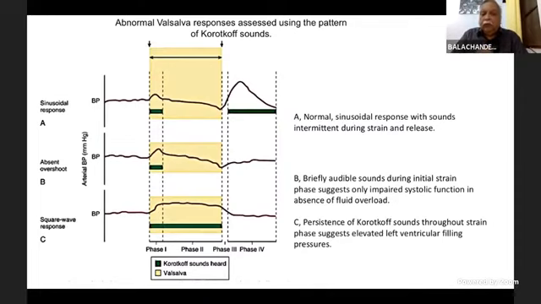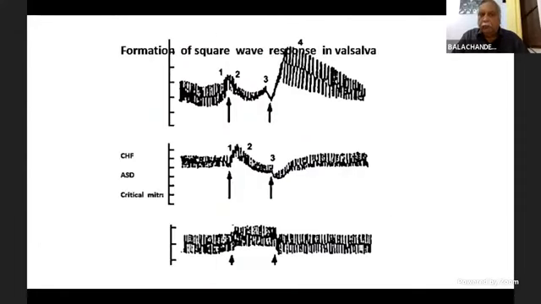And this is, of course, the blood pressure. Now, one important thing which I forgot to mention is that when you get the Korotkoff sounds, especially when you are hearing during Valsalva maneuver, remember, the persistence of the Korotkoff sounds in the strain phase tells you that there's an increased left ventricular end-diastolic pressure. So this is an important point to remember about the Korotkoff sounds and abnormal Valsalva response.